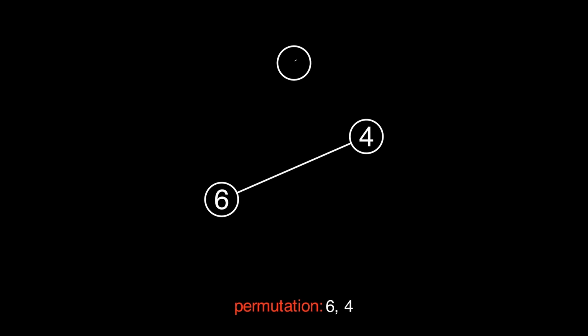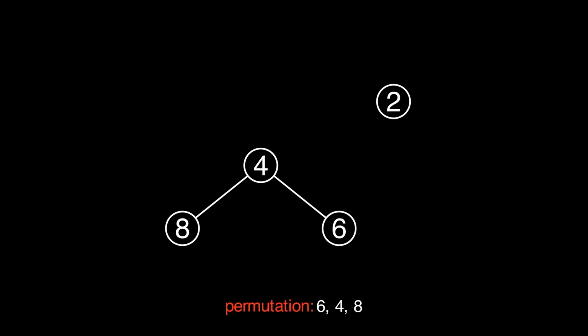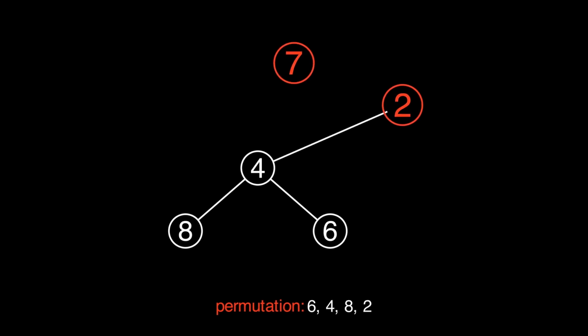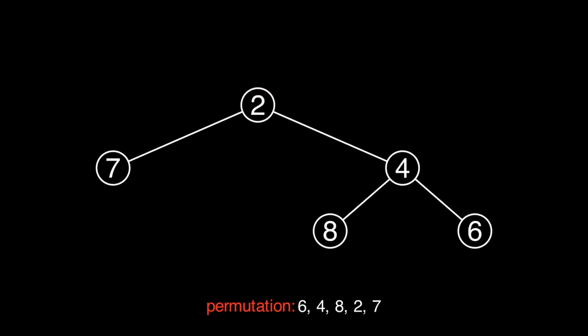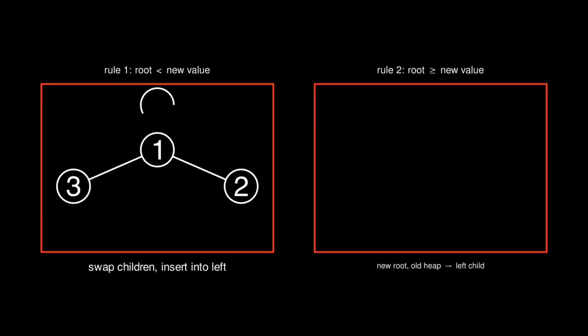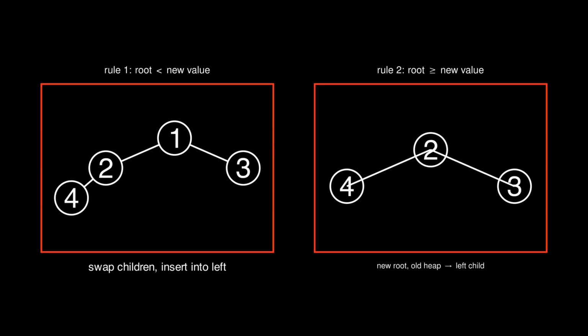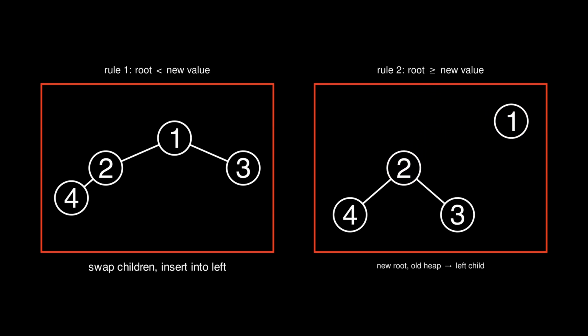A skew heap satisfies the heap property where every node's value is less than or equal to the values of its children. However, unlike a normal binary heap, skew heaps impose no balancing constraints. When inserting a value into a skew heap, one of two things happen. If the root value is less than the new value, we swap the root's children and recursively insert into the new left child. If the root value is greater than or equal to the new value, then the new value becomes the new root, and the entire existing heap becomes its left child.